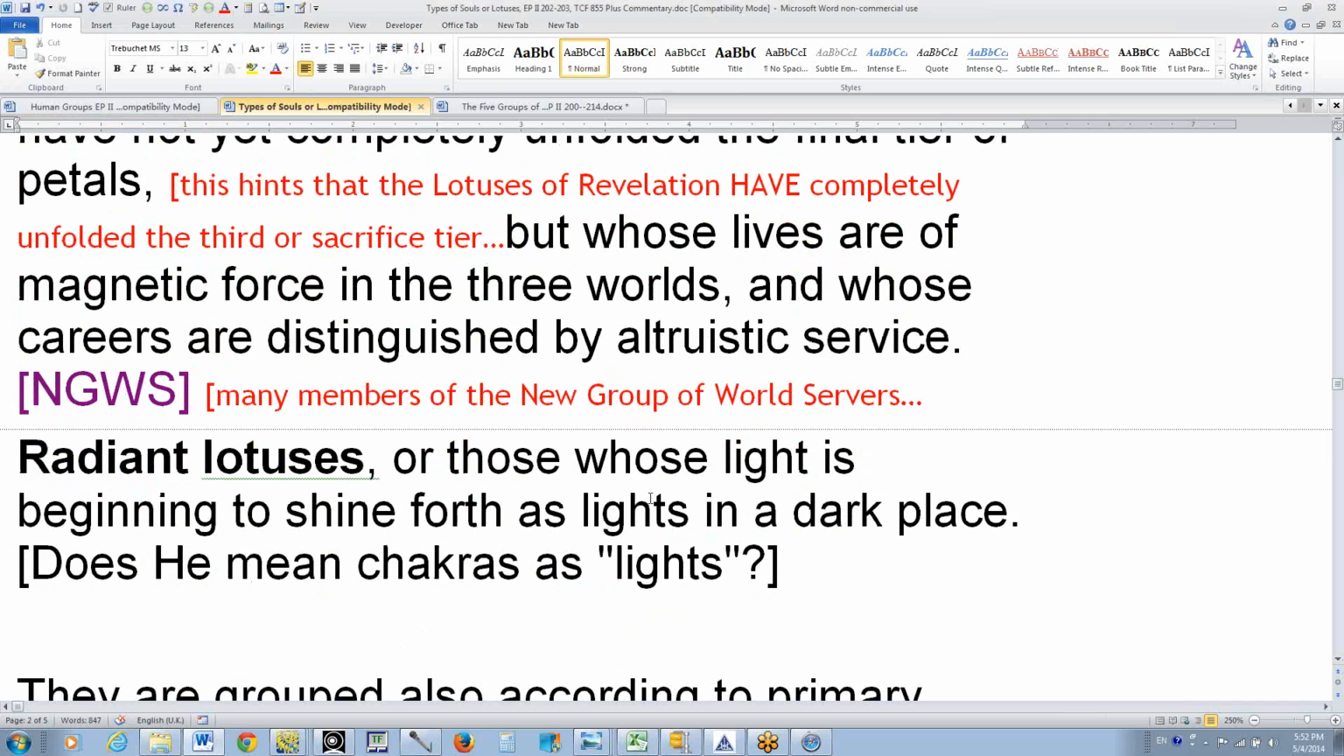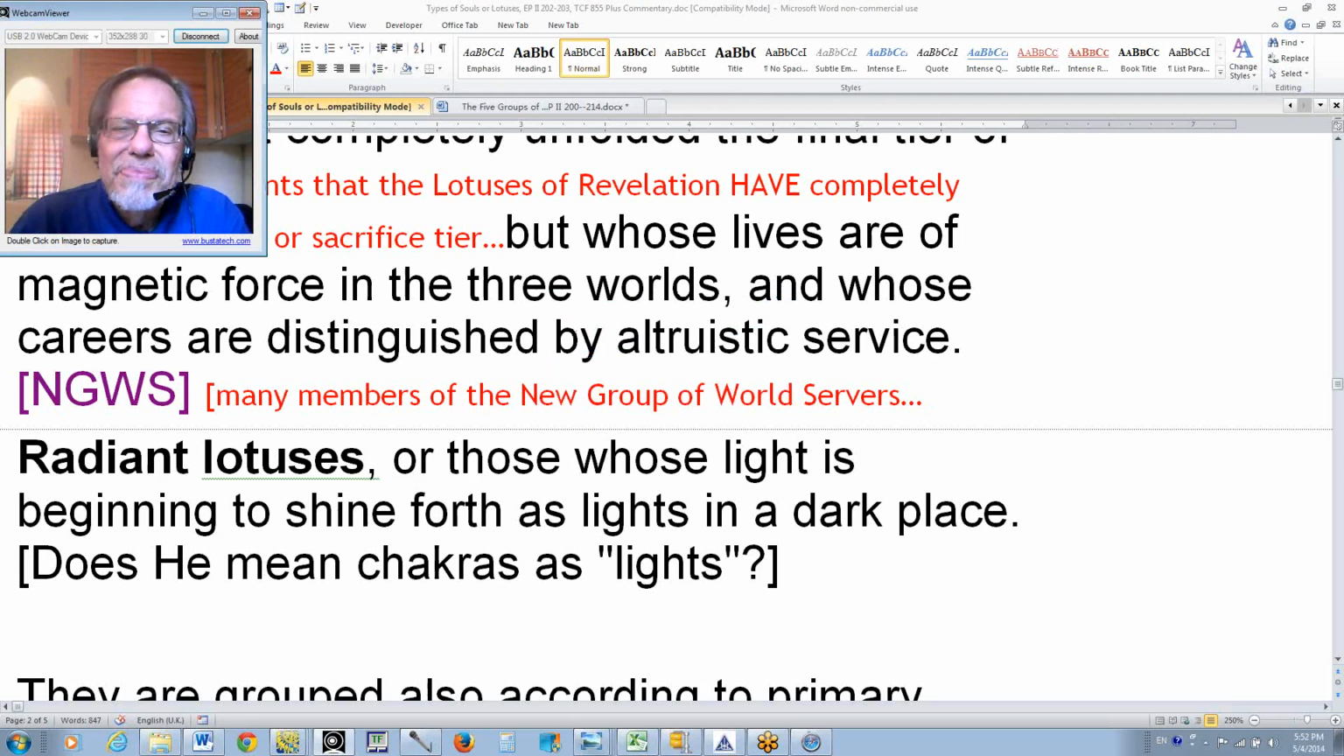Radiant lotuses, I just switched here into another mode. Radiant lotuses, or those whose light is beginning to shine into a dark place. I asked, does he mean the chakras as lights? And in a way, yes, the 7 points of light within him transmit the outward streaming radiance. And lo, the face of those upon the darkened way receives that light. And lo, their way is not so dark. Well, that's not exactly correct, but it's pretty close.